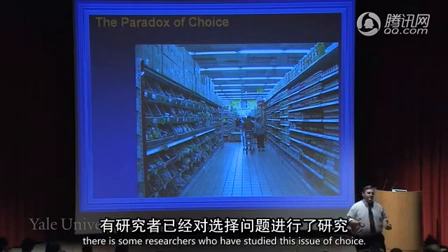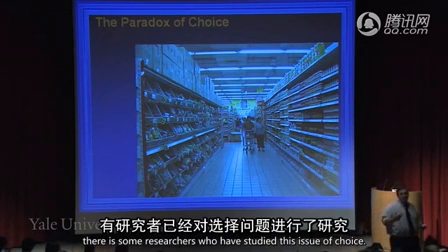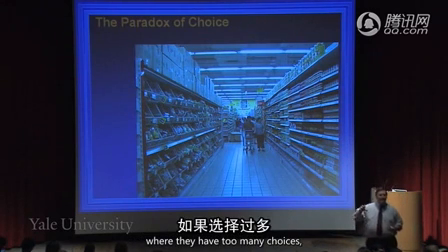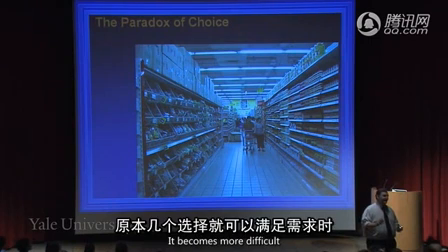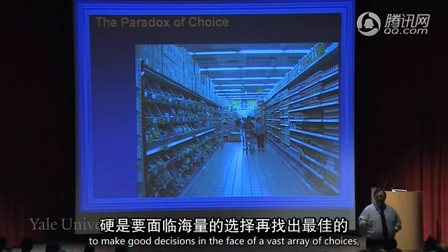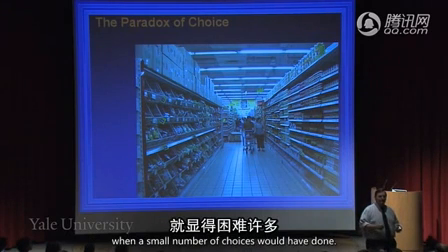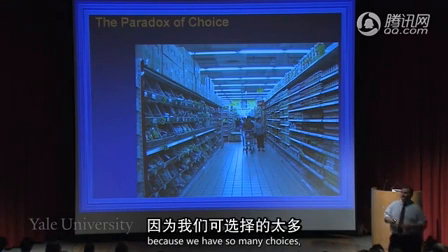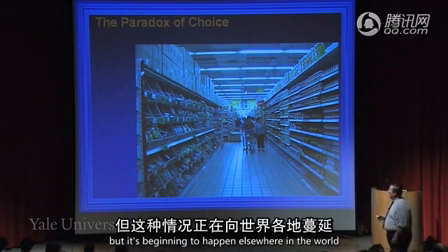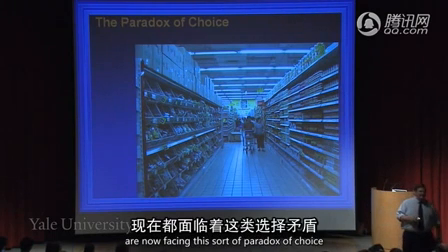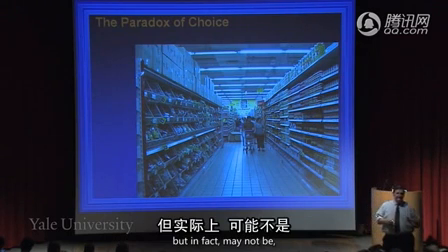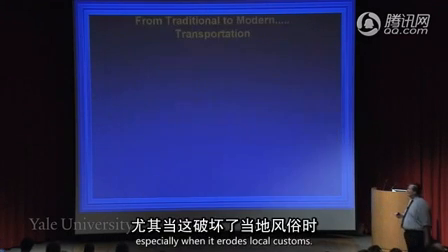But in fact, there are some researchers who have studied this issue of choice. And very often people confronted by choices where they have too many choices don't function well psychologically. And it becomes more difficult to make good decisions in the face of a vast array of choices when a small number of choices would have done. And so this paradox of choice confronts Americans because we have so many choices, but it's beginning to happen elsewhere in the world, and people around the world are now facing this sort of paradox of choice where at first glance it seems like a good thing, but in fact may not be, especially when it erodes local customs.